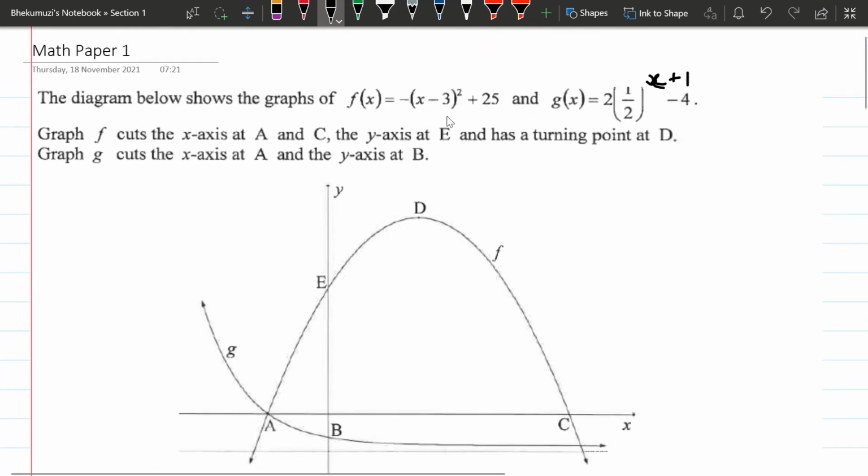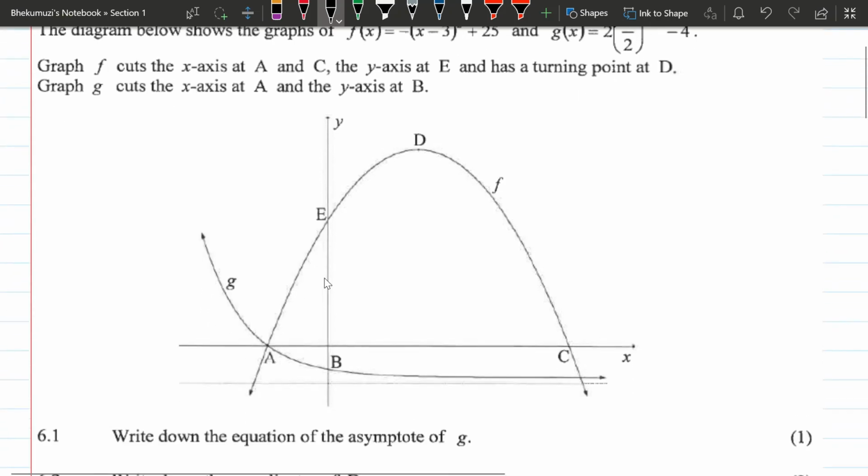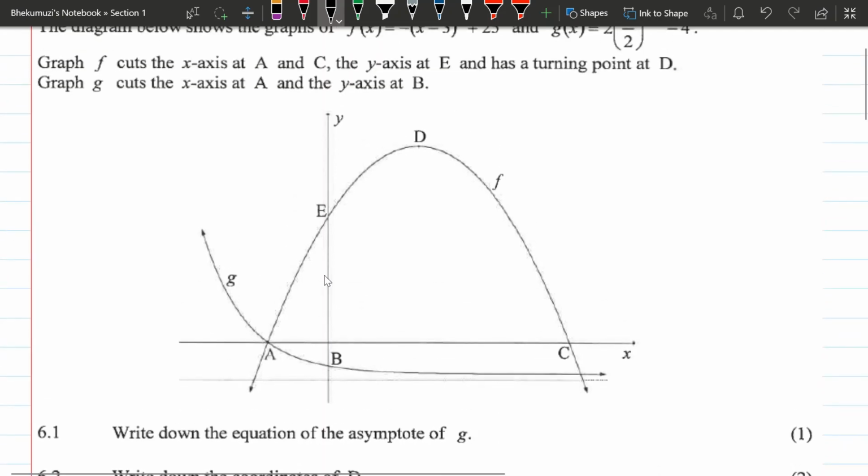Okay, so basically that's the question that we are faced with. We have a parabolic function f, and we have an exponential function g, right? And that exponential function is all raised to the power x plus 1, x plus 1 minus 4. And then the question also gives us information about f, that there's point A and C on it. There is also E, which is the y-intercept, and then there's also D, which is a turning point.